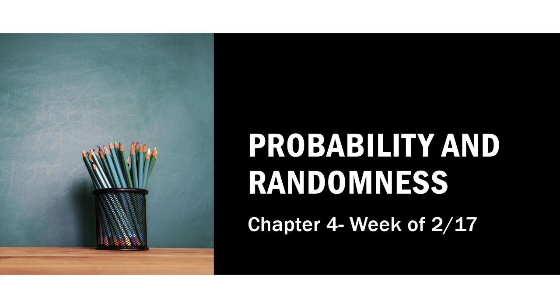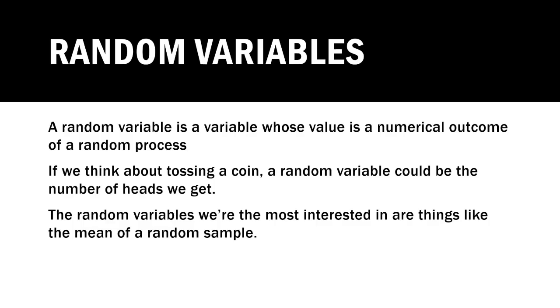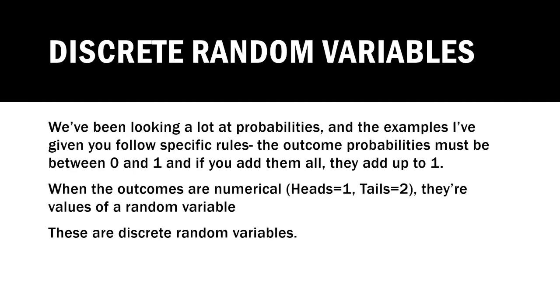All right, so we're going to be talking about probability and randomness. This is kind of a continuation of last week's lecture. So, random variables. A random variable is a variable whose value is a numerical outcome of a random process. So if we think about tossing a coin, a random variable could be the number of heads we get. The random variables we're the most interested in are things like the mean of a random sample. So we're going to talk about two different types of random variables: discrete and continuous.